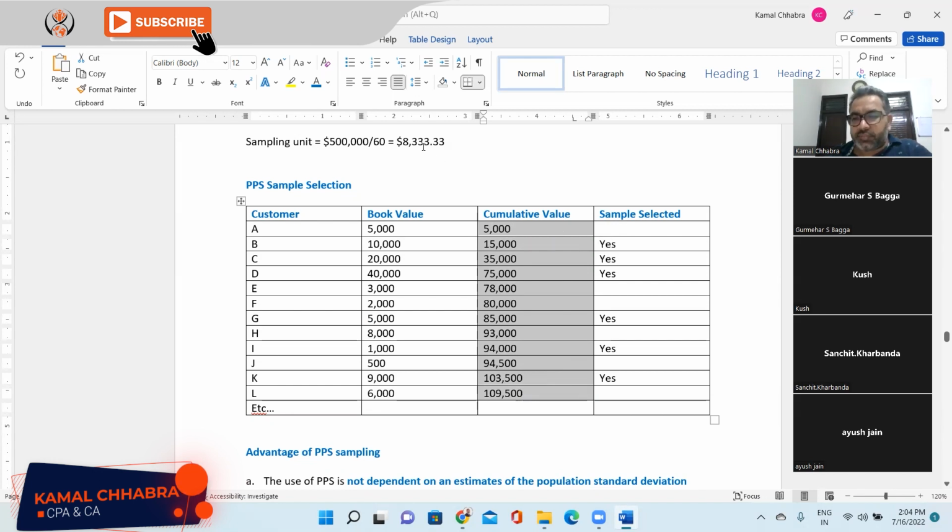Right? Yes, no? Yes, sir. So you will ignore, so you will not select A as a sample. But cumulative 15,000 is greater than 8,333, right? Yes, sir. So you will select B as a sample.